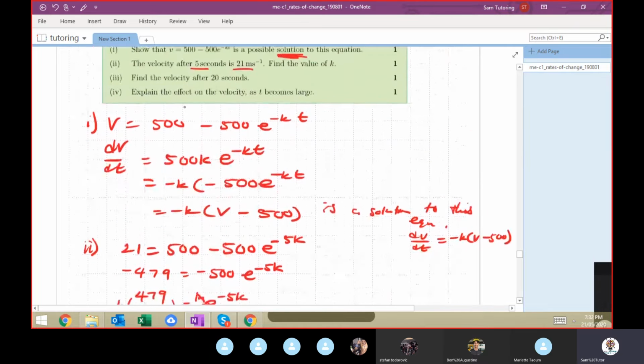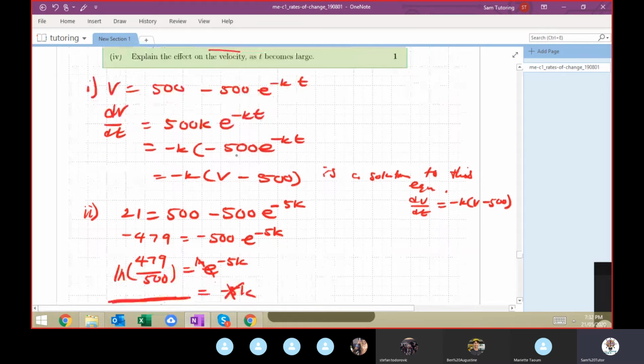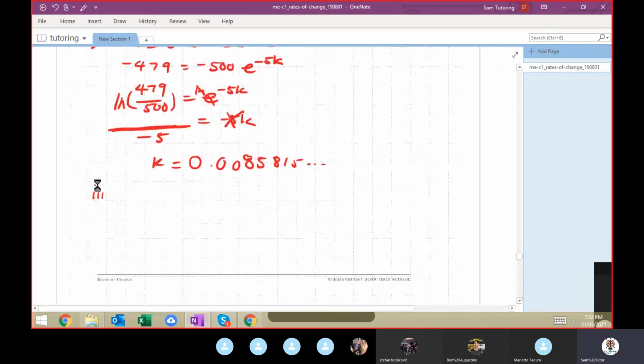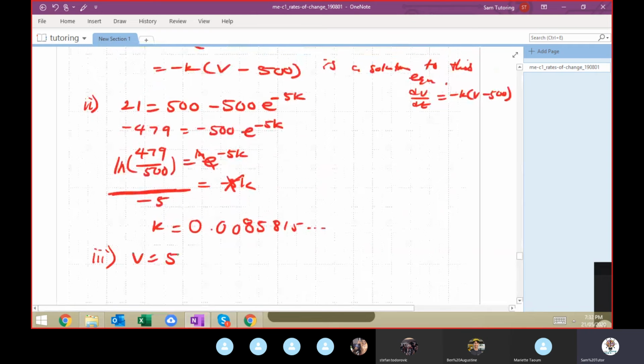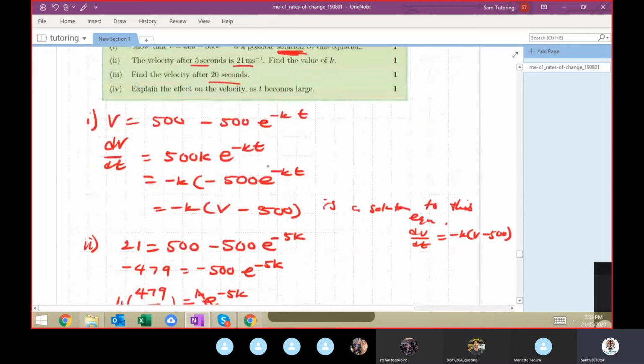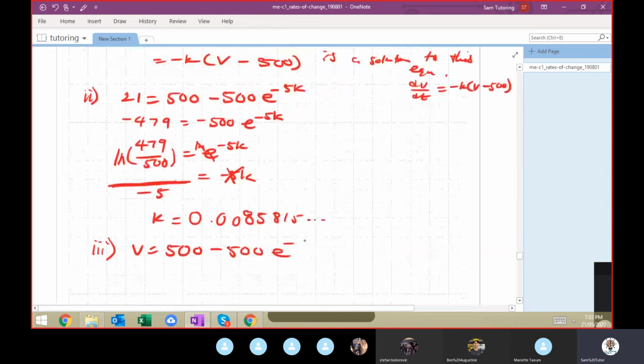Alright, and then part three, find the velocity after 20 seconds. Negative k you already have, and t is 20. So negative k times 20. Well, actually, I might as well write k in this one because there's no working out. You're just going to sub it into your calculator.